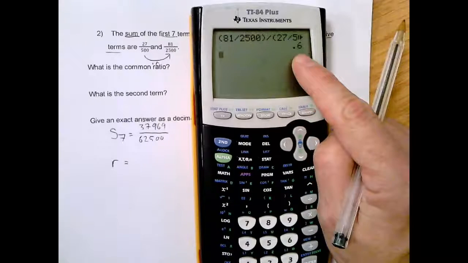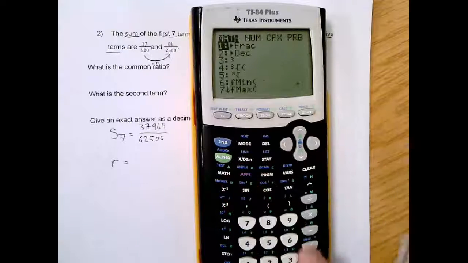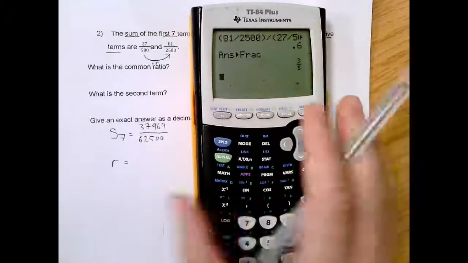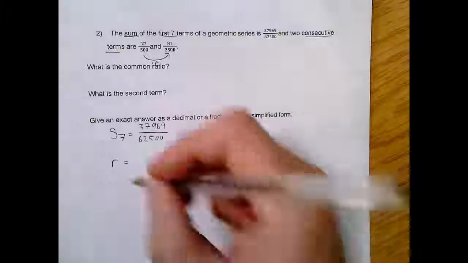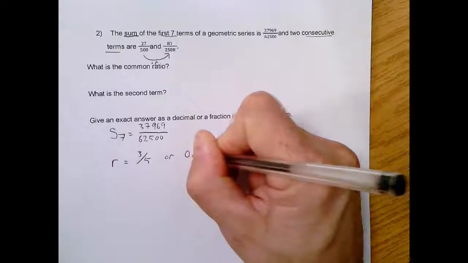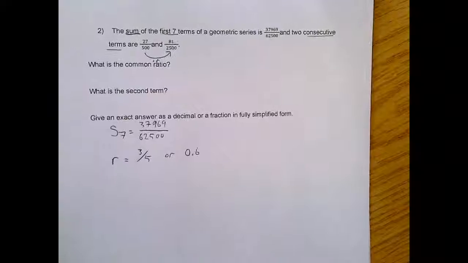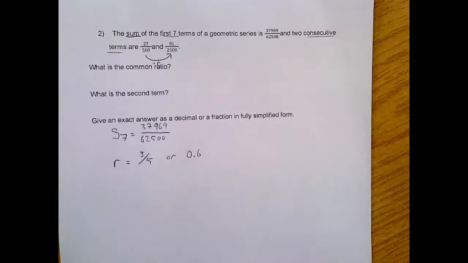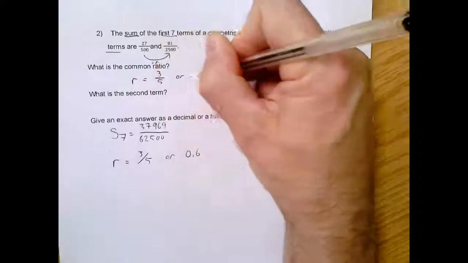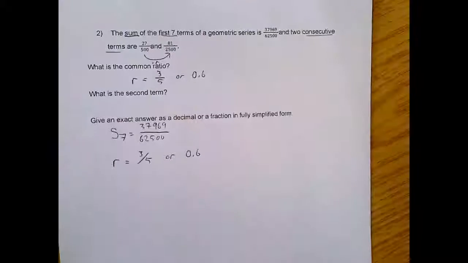Now, if you want to use 0.6, you can. I am a fraction guy, so I'm going to use 3/5. That makes me feel more comfortable, okay? So I know that r is 3/5, or if you want, you can use 0.6, as you like. So, what is the common ratio? Well, r is 3/5 again, or 0.6. So there we go. We're halfway home.